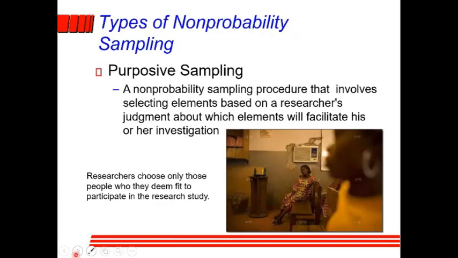For the purposive sampling, it is a non-probability sampling procedure that involves selecting elements based on the researcher's judgment. Kasi nga subjective siya, based naman siya sa judgment ng researcher about which element will facilitate his or her investigation. So kung kanina, mostly sa probability sampling natin is we have the random, and then we also have yung kung paano kukuha ng sampling through clustering, and then we also have yung parang stratified din siya, and we also yung gumagamit din tayo ng K.